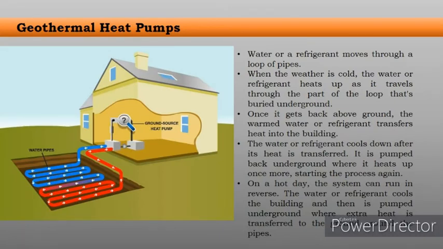Geothermal heat pumps are also used. Loop of pipes are buried beneath the earth. This is filled with water or refrigerant. In a cold season, the water or refrigerant heats up as it travels through the part of the loop that is buried underground. Once it comes to the ground level, the warmed water transfers heat into the building.